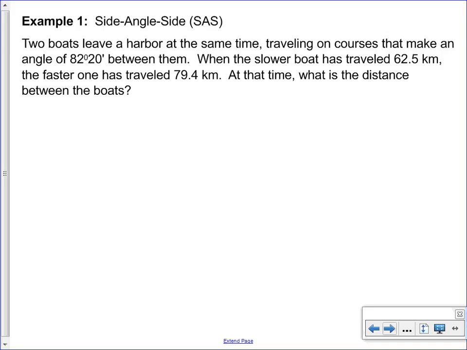Once upon a time, two boats leave the harbor at the same time, traveling on courses that make an angle of 82 degrees. So here's the harbor. Ship 1 and ship 2 leave the harbor at the same time. The angle is 82 degrees and 20 minutes.